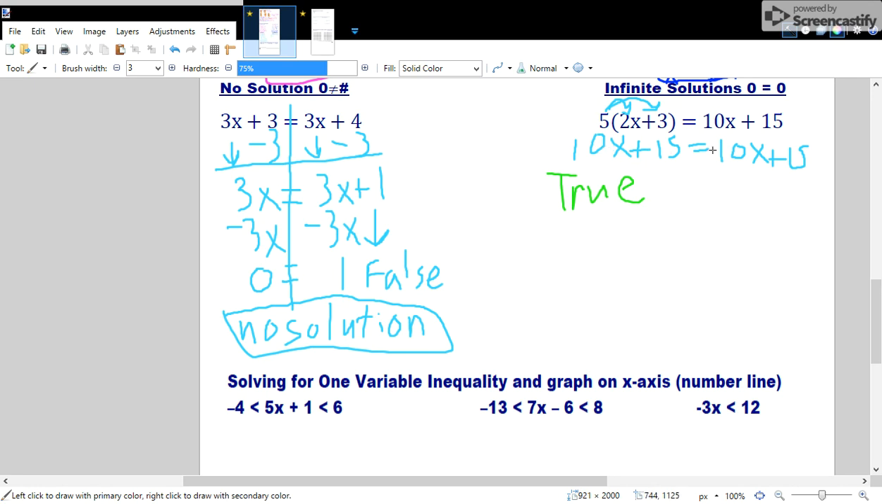And if you were to subtract everything out, you would eventually get 0 equals 0. Because of that, we say our answer is infinite solutions. All real numbers here. Anything you put in for x, you're going to get a true statement.